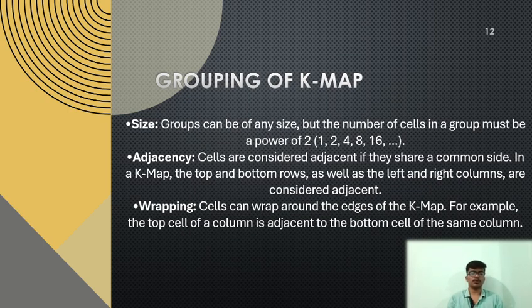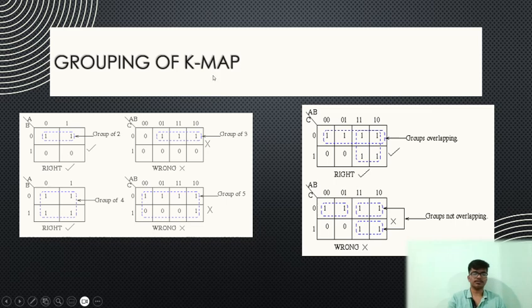Now let's know the grouping of K-map. Groups can be of any size, but the number of cells in a group must be a power of 2: 1, 2, 4, 8, 16. Adjacency. Cells are considered adjacent if they share a common side. In a K-map, the top and bottom rows, as well as the left and right columns, are considered adjacent. Wrapping. Cells can wrap around the edges of the K-map. For example, the top cell of a column is adjacent to the bottom cell of the same column.